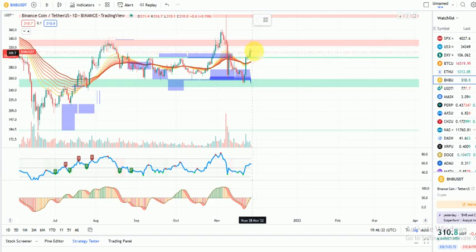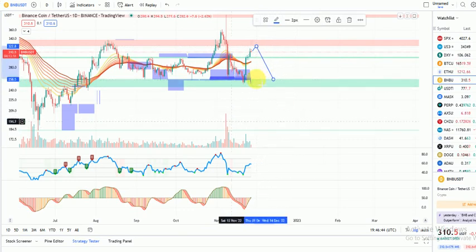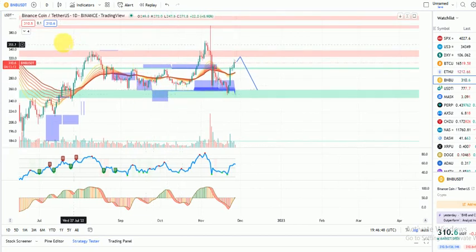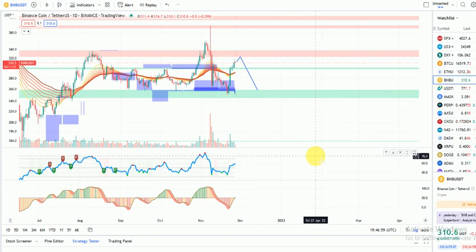So we should see BNB do something like this, and then something like this, right? So we should expect it to have something like this. This is what we should be expecting for the price of BNB at the moment. So we should see price come over to the resistance at around 324, and then push back downwards, right?